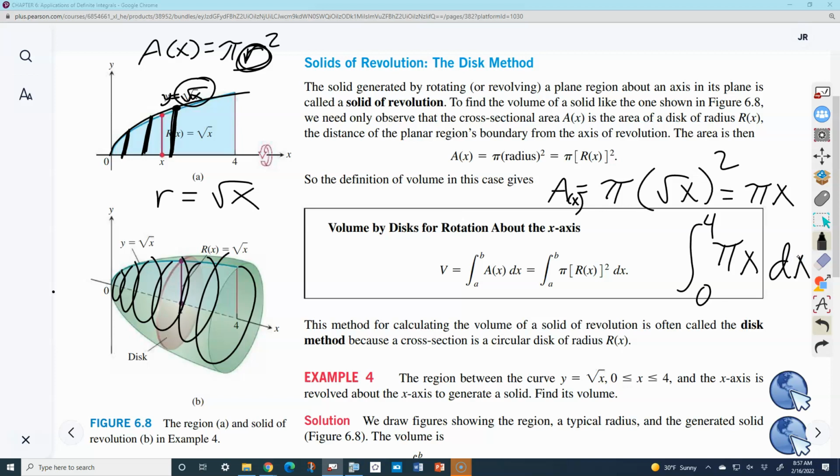Easy to do the power rule there. Pi x squared over 2 from 0 to 4. We plug the 4 in, and we get 16 pi over 2. So that's 8 pi. Plug the 0 in, we get 0. So I think it's just going to be 8 pi. Cubic units.